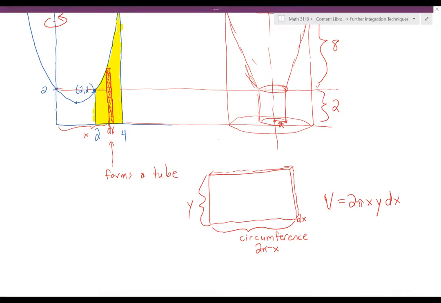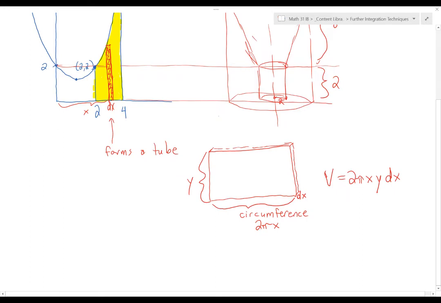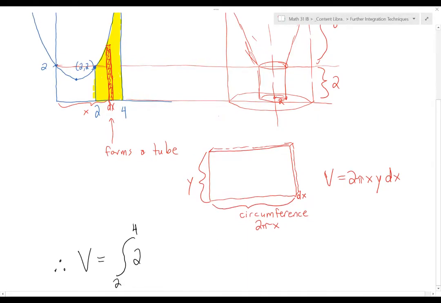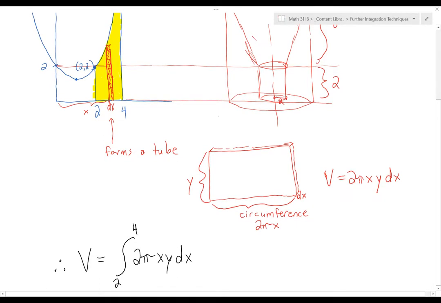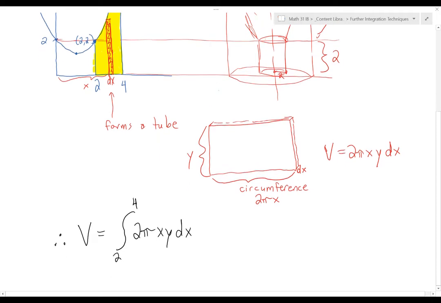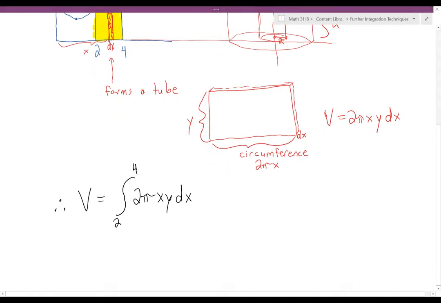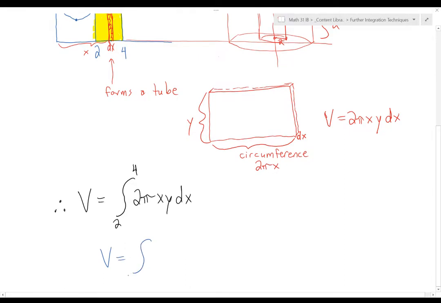Well, that means that the overall volume of the solid of revolution is the sum of all those infinitely many tubes, so the integral. So the volume is the integral from x equals 2 to x equals 4 of 2 pi x y dx. So when we're using the shell method, that's our formula. It's 2 pi x y dx. Well, in this case, y is actually defined in terms of x. So in this case, the volume is from 2 to 4.